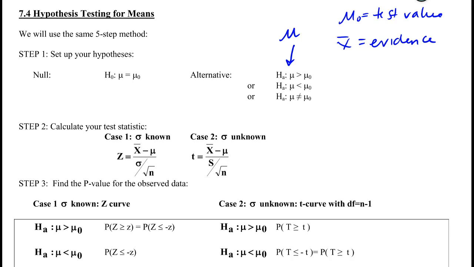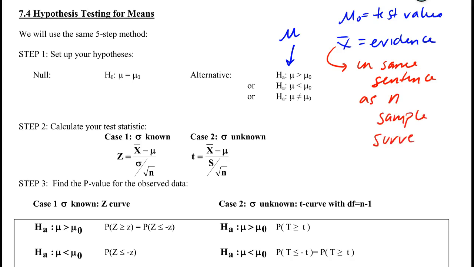But just like in the P section, this is always in the same sentence as a sample survey, something telling you that this is from a data set, is not the true value, or is not the value that we are claiming that we're going to test. So if you can spot your X bar, then you know the other mean or other average is going to be the one in our hypotheses.